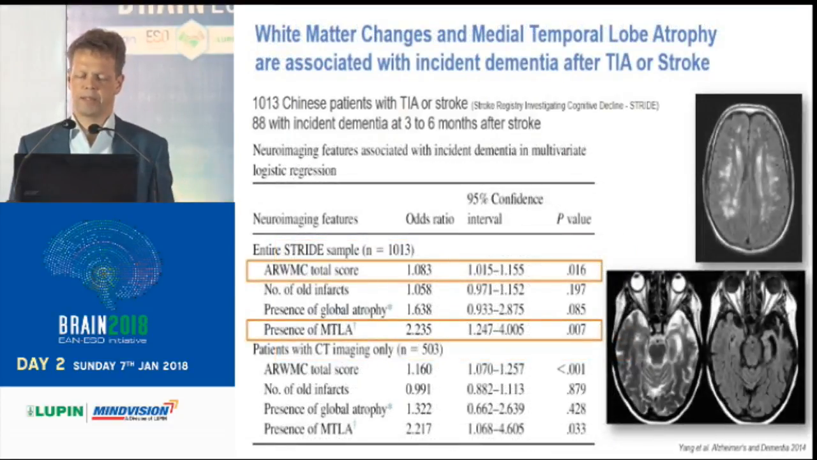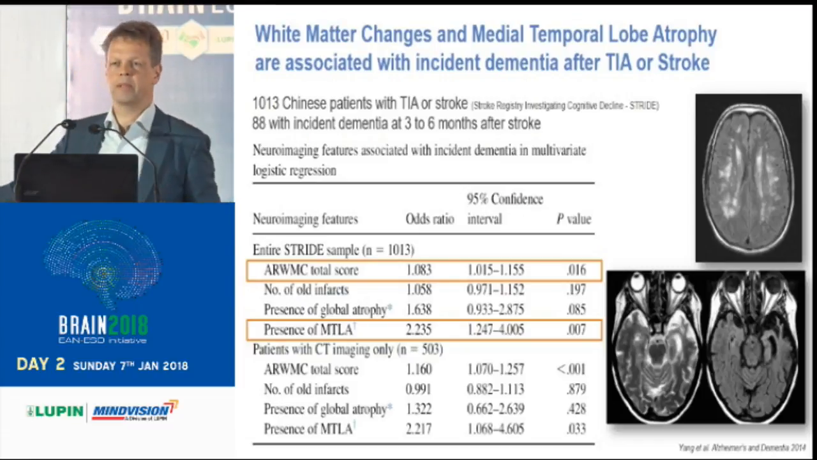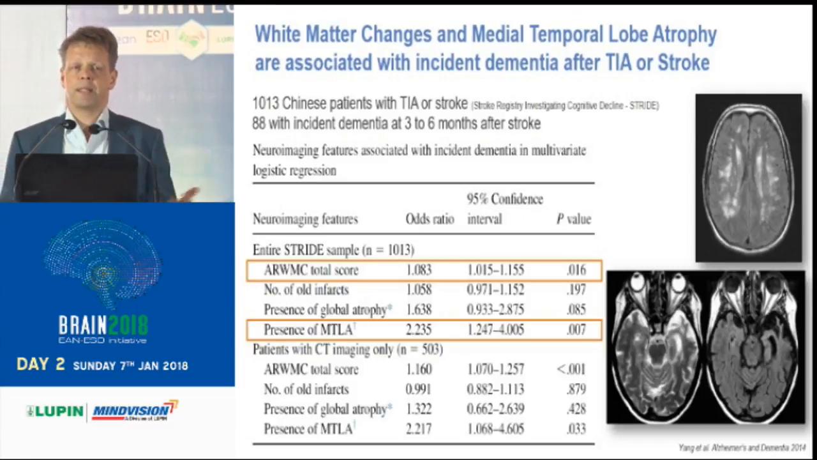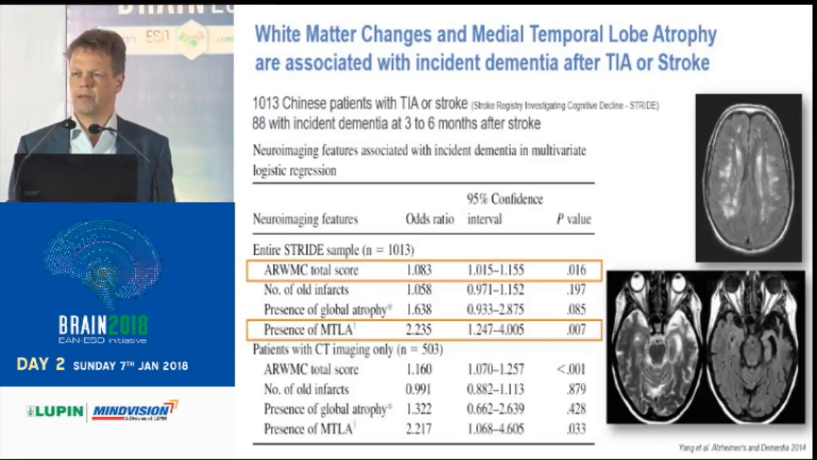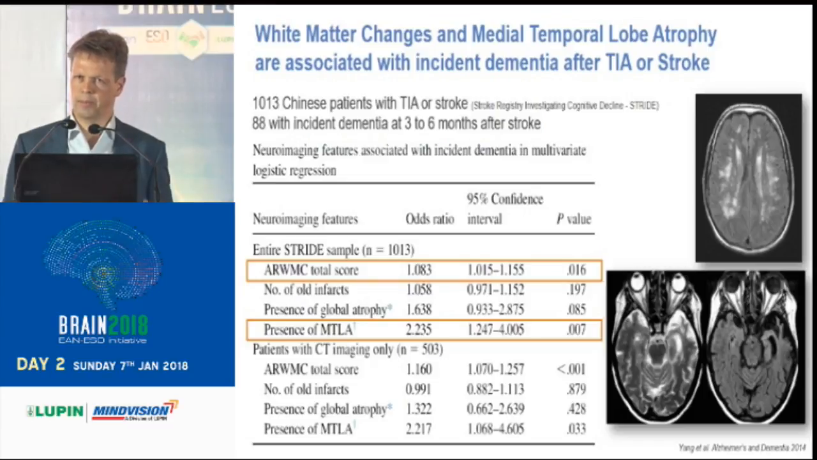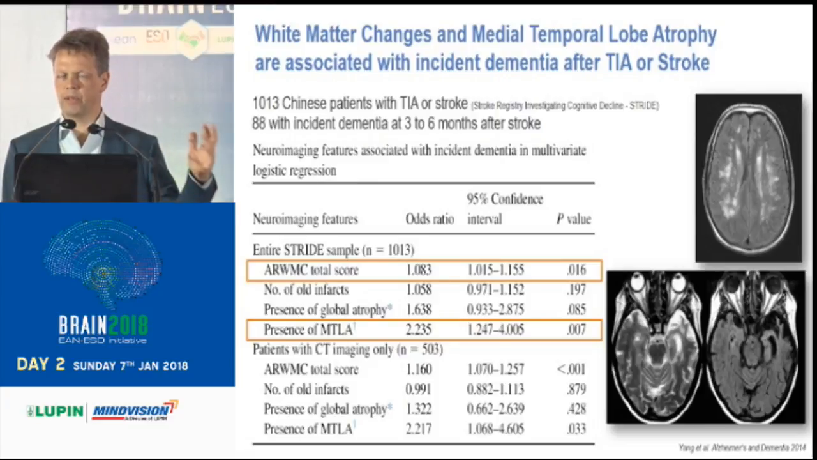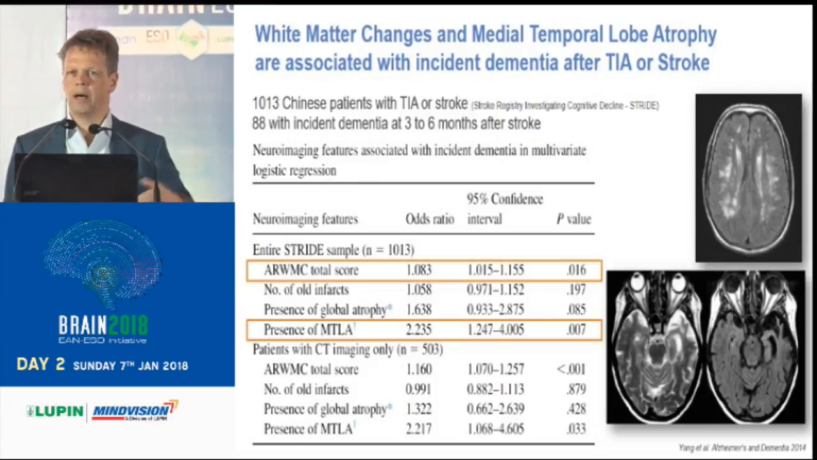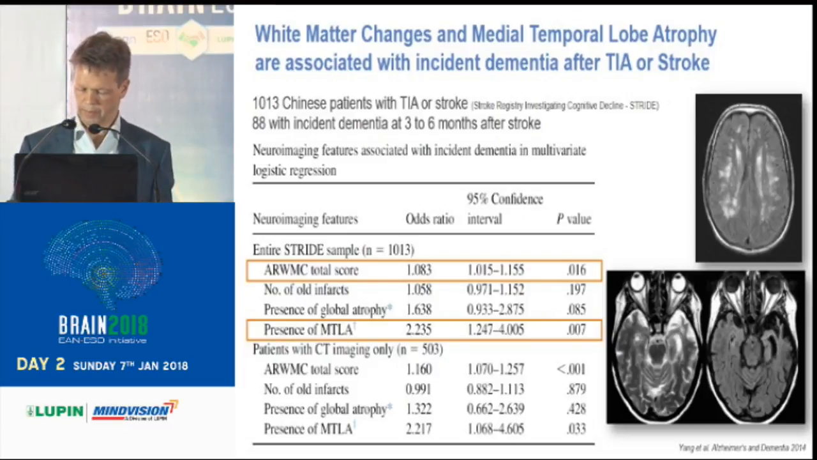Among the imaging factors, it's mostly white matter hyperintensity volume and the presence of medial temporal lobe atrophy, seen here on the bottom images, which you might say is indicative of Alzheimer's disease, but as you will see in a minute, it's not only reflecting Alzheimer's disease. It's probably a more general indicator of brain atrophy, of pre-existing brain damage. Anyhow, individuals who have white matter hyperintensities and who have medial temporal lobe atrophy are at a substantially increased risk of developing dementia after stroke.